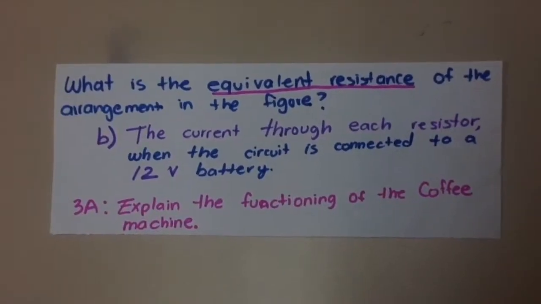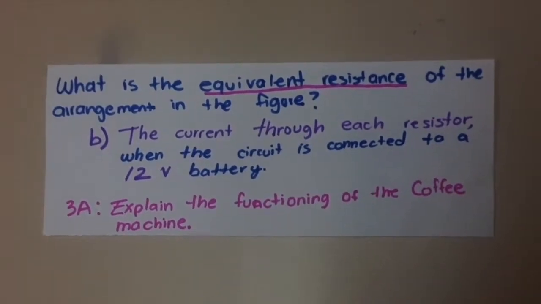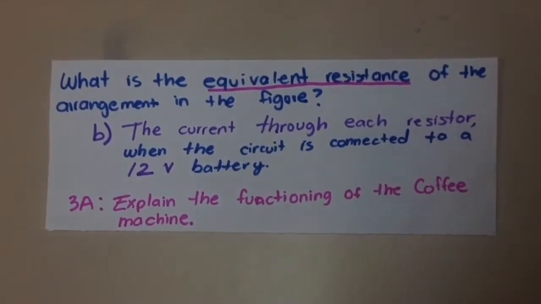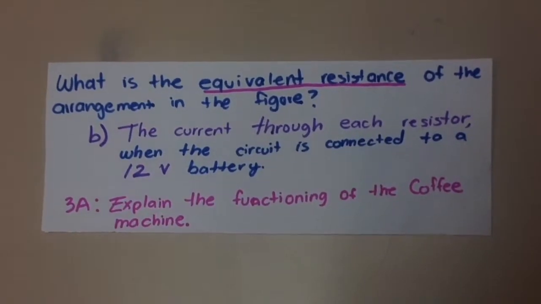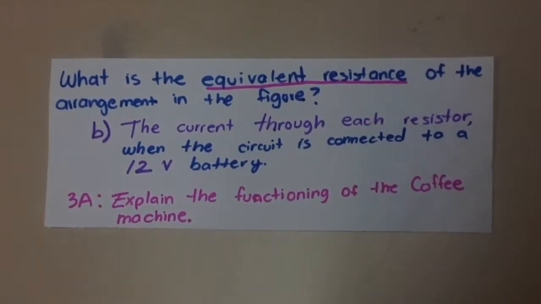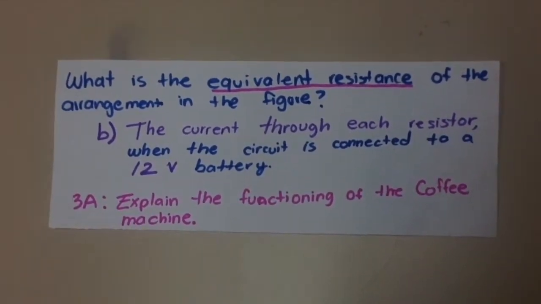What is the equivalent resistance of the arrangement in the figure? What is the current through each resistor when the circuit is connected to a 12 volt battery? Explain the functioning of the coffee machine.